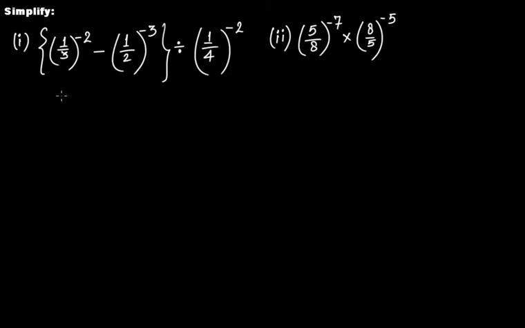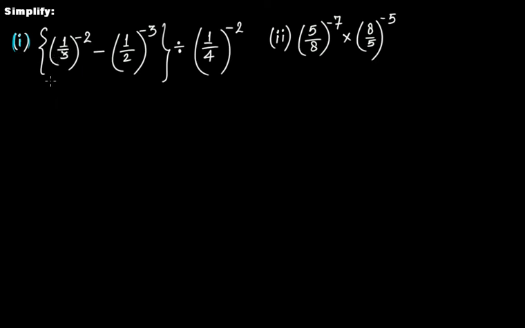Here you have 1 by 3 raised to the power of minus 2 and 1 by 2 raised to the power of minus 3. And this whole is divided by 1 by 4 raised to the power of minus 2. So this is the first part. Let's solve this first part, and then you have the second problem also. Now this can be written as what?